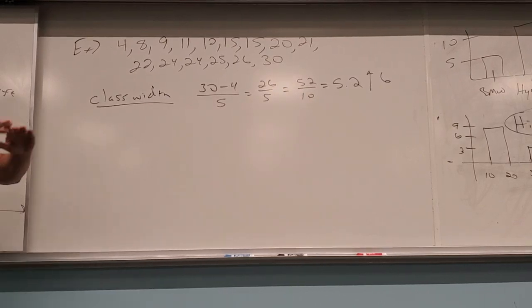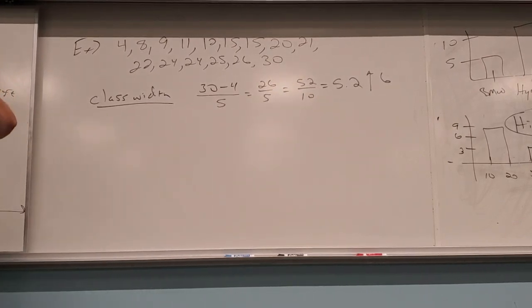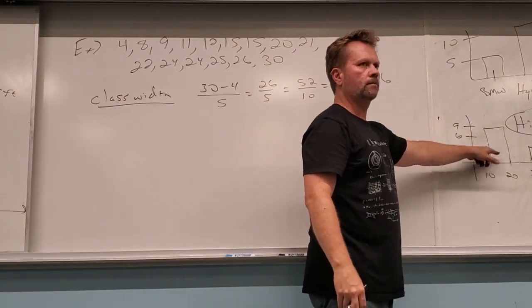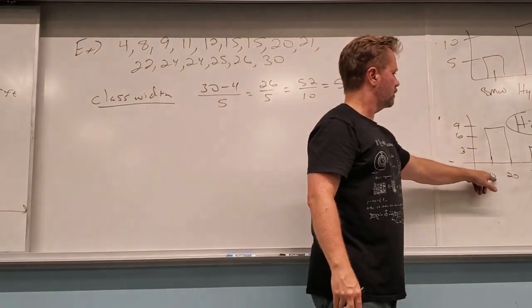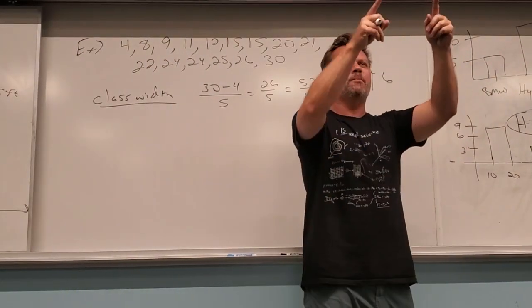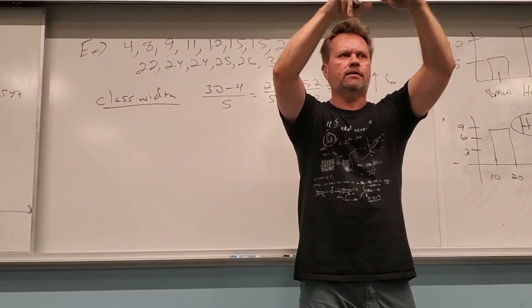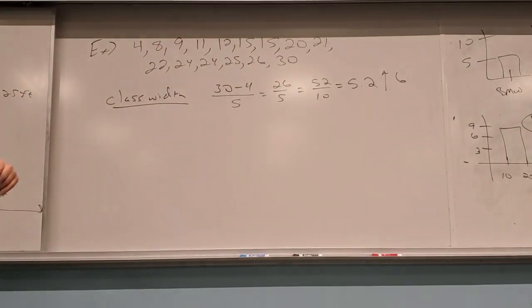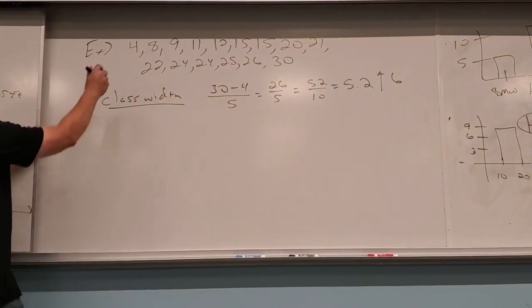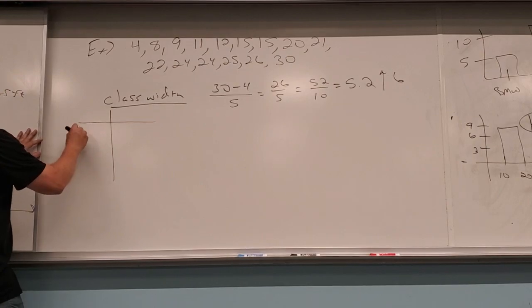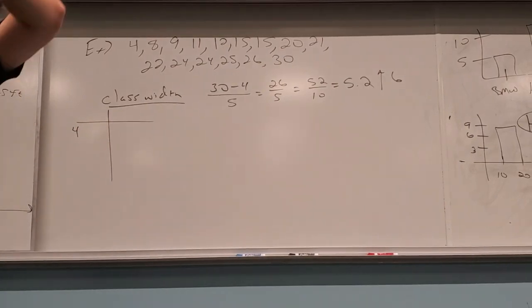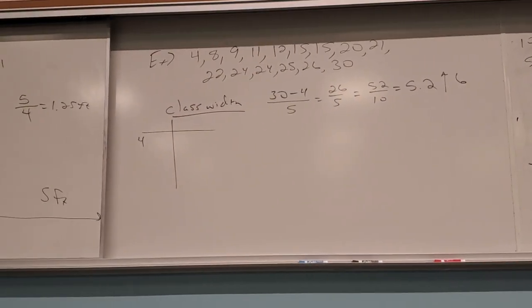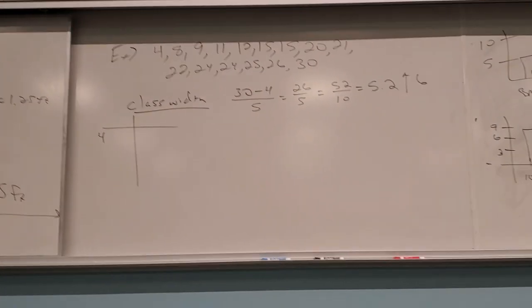So now I want to construct the classes. What does this mean? How many numbers were from 10 to 20 here? 9. When I construct a class, I want to figure out how many data points are in that class. That's going to tell me how tall that bar is. So the first data point is 4, correct? If the classes are 6 wide and the first class starts at 4, where should the second class start?